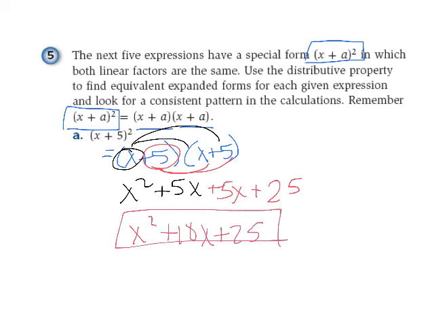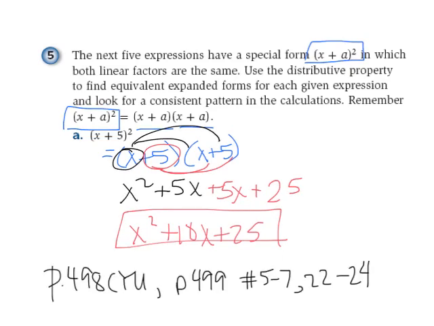Final simplified answer. Your homework for the evening is page 498 CYU and page 499 numbers 5 through 7 and 22 through 24.